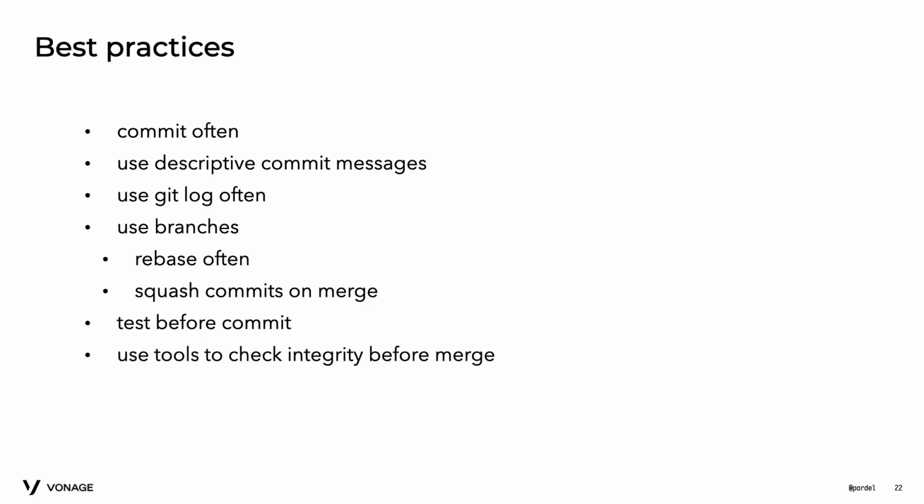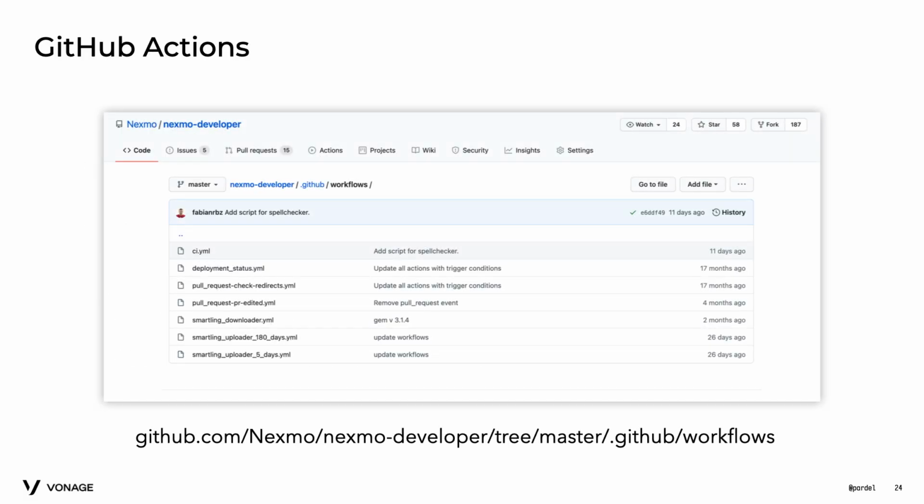These tools can be anything really. At Vonage, we use, among others, spell checkers, branch deployment for reviews, and page redirect checks for web projects. For this, we use GitHub Actions, and you can see lots of them in our public repositories.